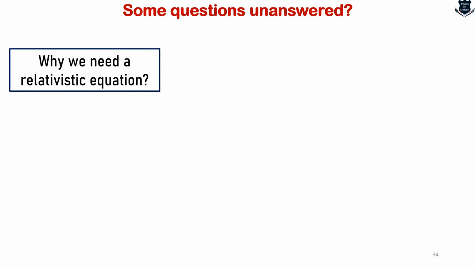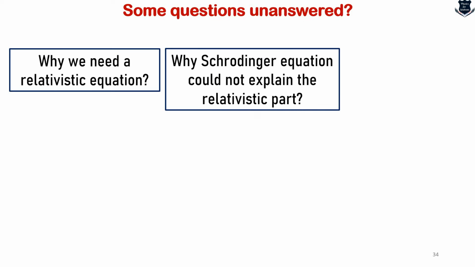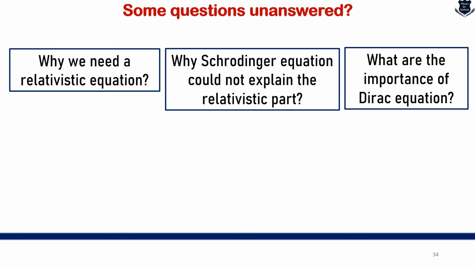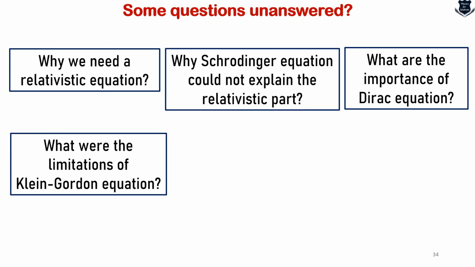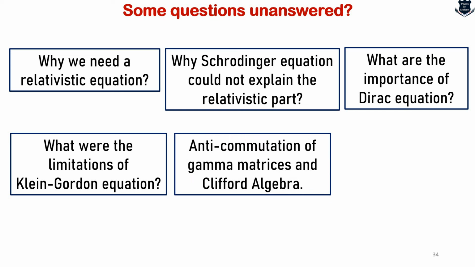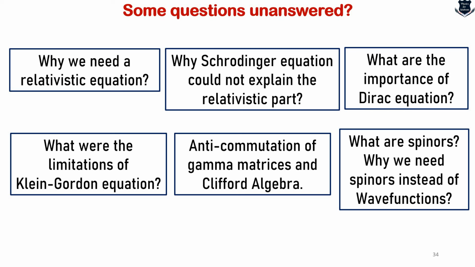So we have some unanswered questions. Why we need a relativistic equation? Why Schrodinger equation cannot explain the relativistic part? What is the importance of Dirac equation? What were the limitations of the earlier effort, that is the Klein-Gordon equation? What is anti-commutation of gamma matrices and Clifford algebra? And why Dirac used spinors instead of wave functions?